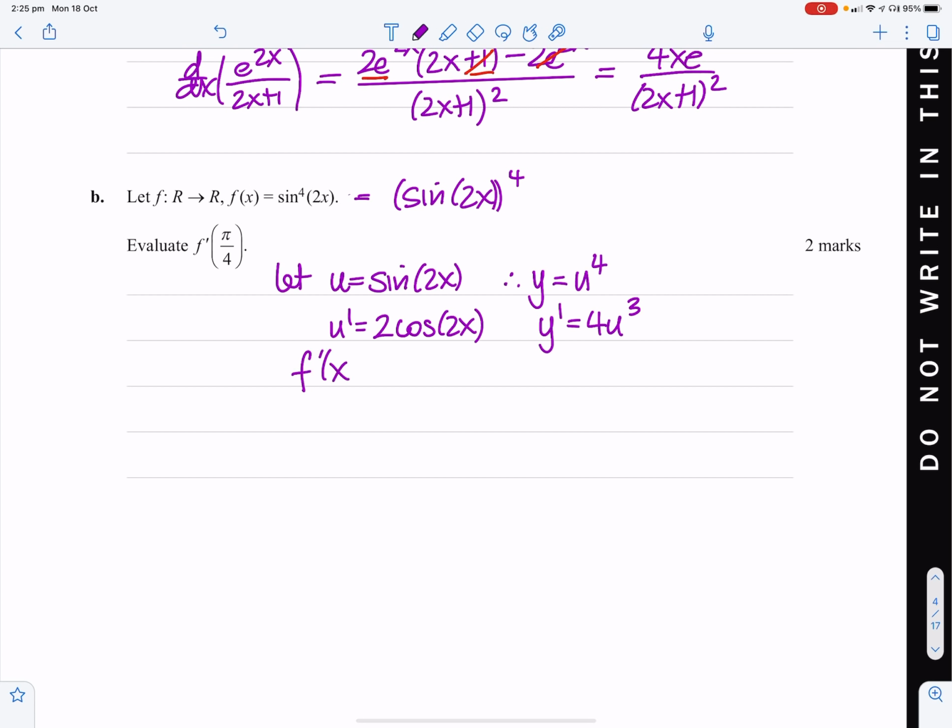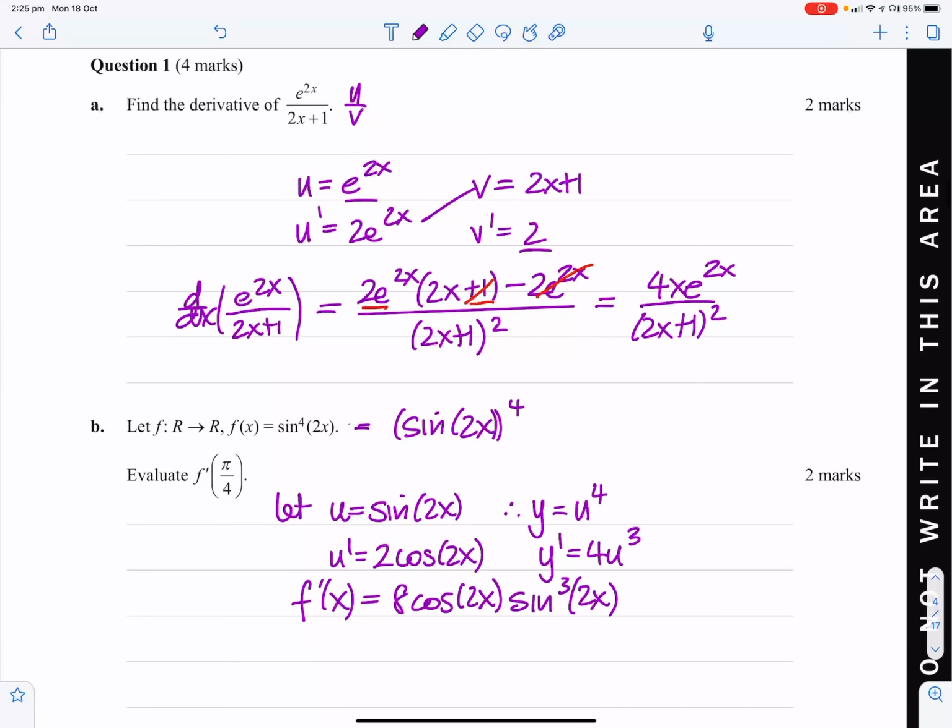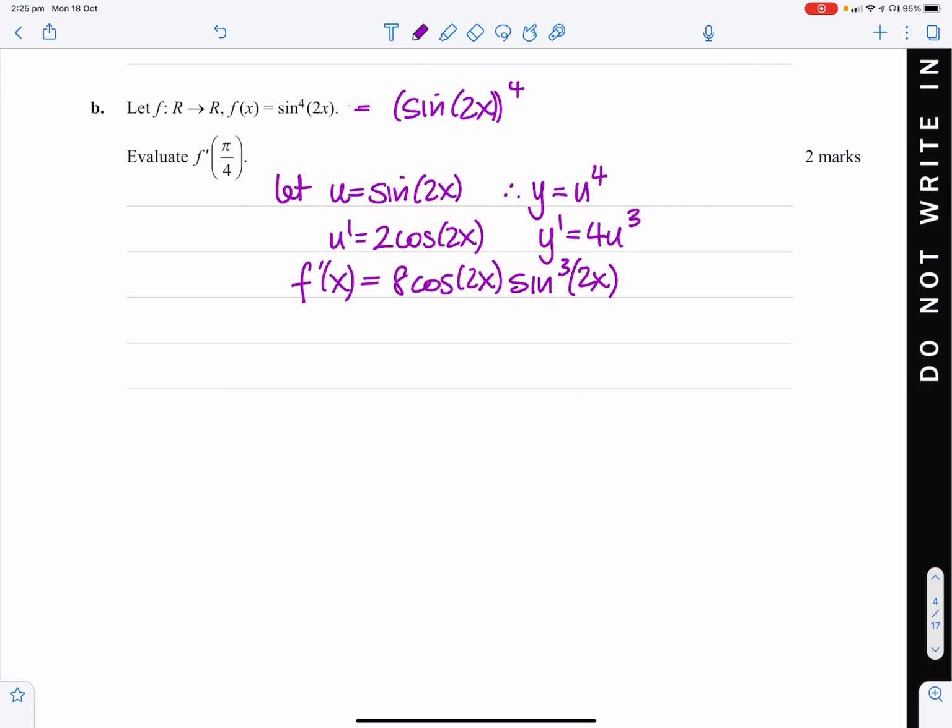So we would say f dash of x is 8 cos 2x, then u cubed, so sine cubed 2x. Now I know you can do this a fast way by skipping, like writing out the quotient rule and the chain rule. I'm just doing it because people may need to know how to work it out.